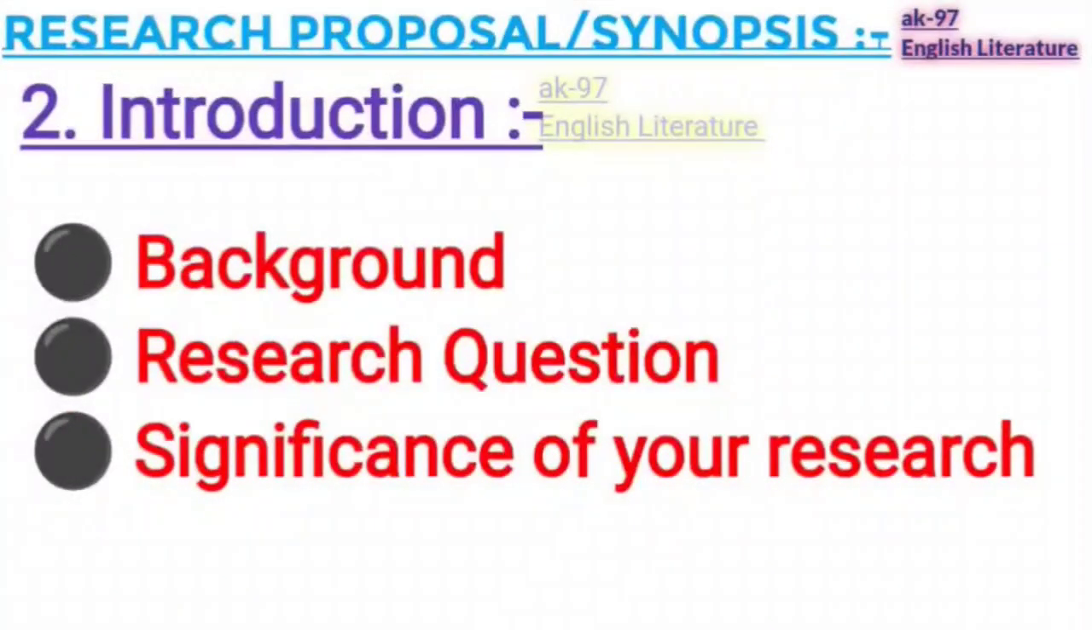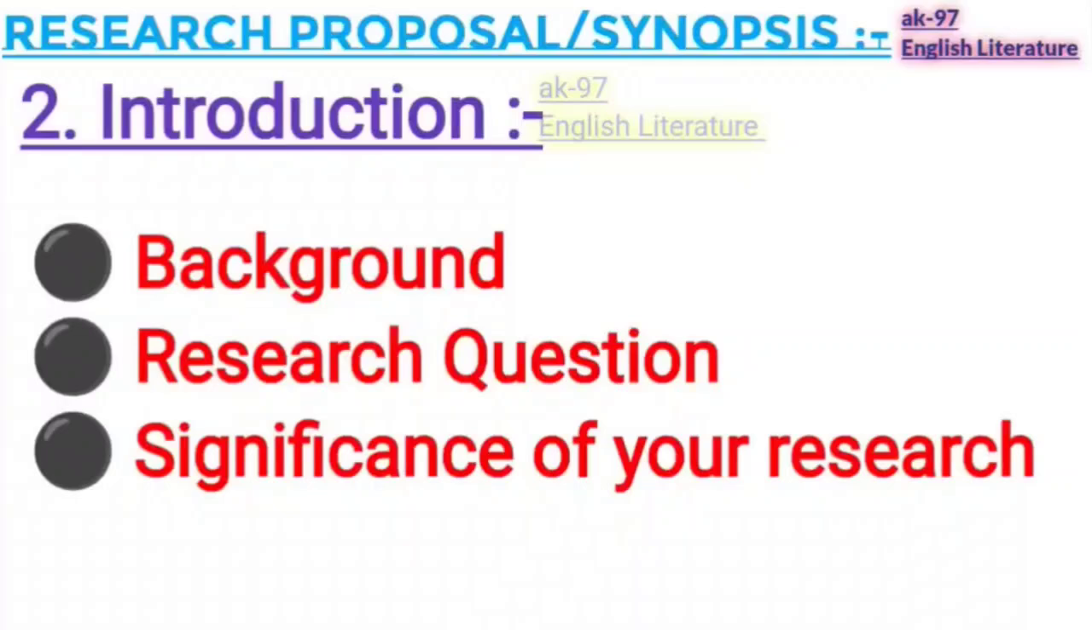And the second important thing we need to keep in our mind while writing a research proposal or a synopsis is introduction. Under introduction, you are going to mention background, research question, significance of your research. Yes, you are not going to keep background, research question, significance of your research as subheadings. These are the things that you need to keep in your mind while writing introduction to your research proposal.